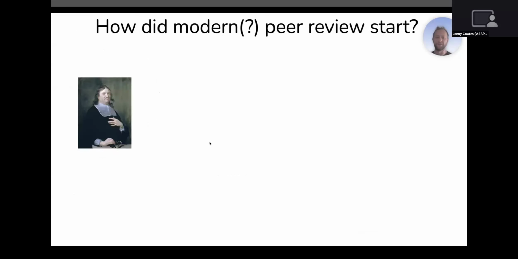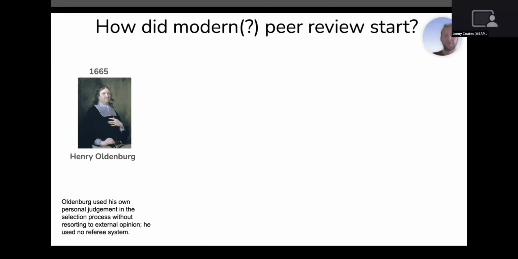So how did modern peer review start? I said Henry Oldenburg is the name most people will be familiar with. And he was the secretary for the Royal Society in the UK. And he was in charge of the journal they had at the time. But this is not peer review because Oldenburg used his own judgment in the selecting process. He did not use external opinions. He had no referee system, didn't ask other people. That's not peer review in the way we think of it now.